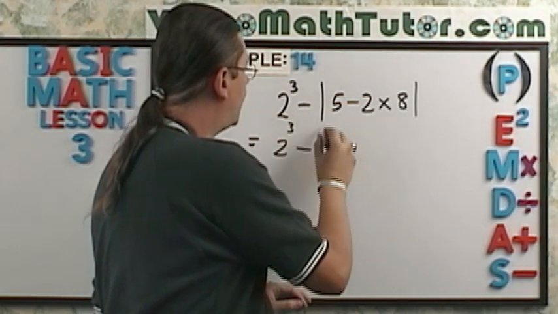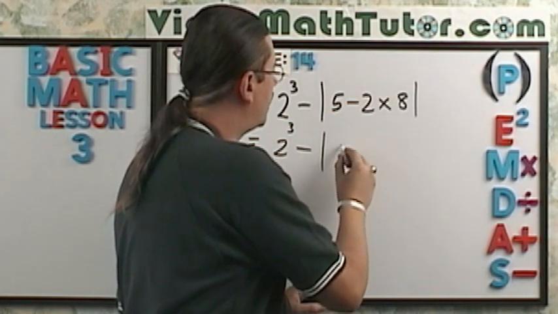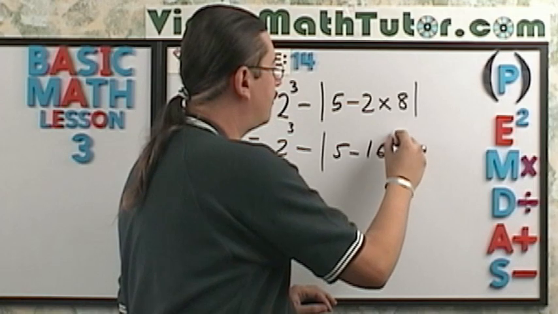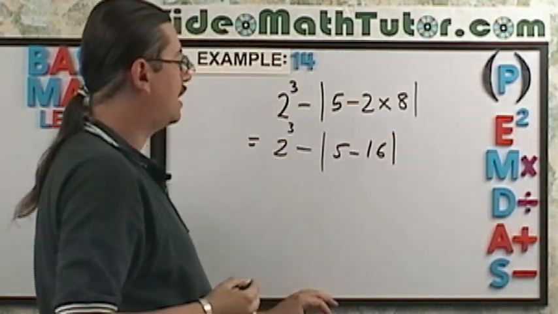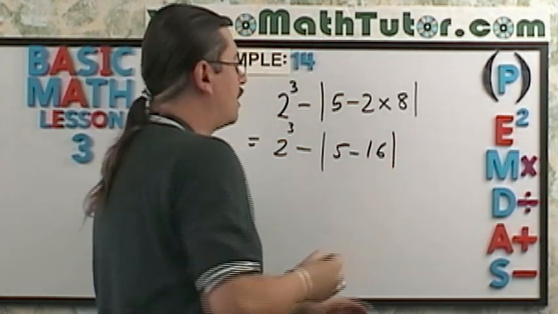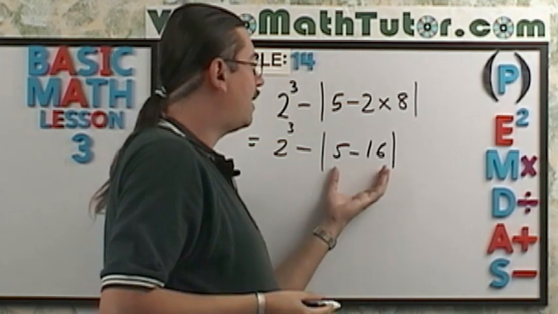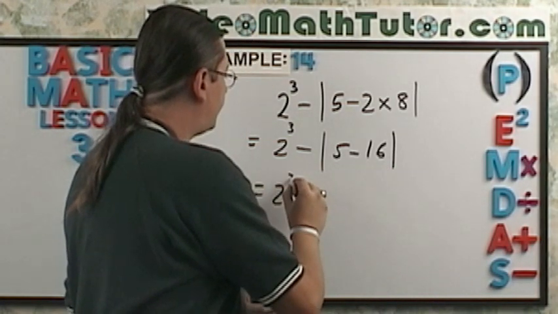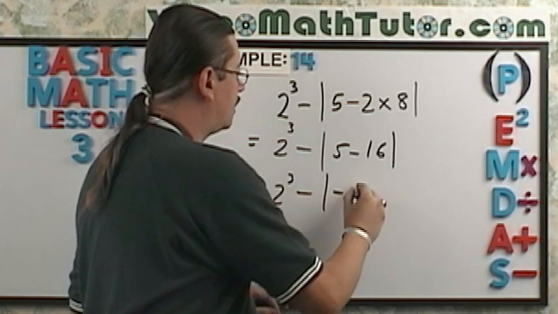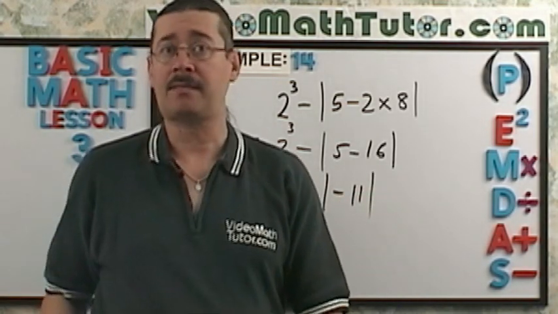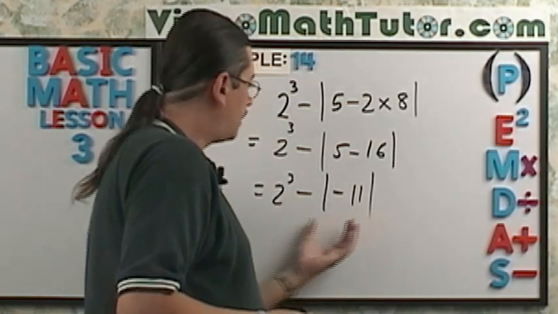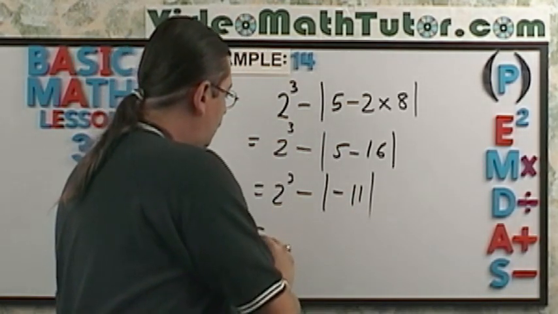So it's 2 cubed minus the absolute value of the quantity 5 minus 2 times 8 is 16. And then close the absolute value symbols. We saw the grouping symbols, so we have to now evaluate 5 minus 16. And everything else stays the same. So you're going to get -11. Now they're still within grouping symbols, so we still have to evaluate this part. So again, this part stays the same, so I'm going to write that over again.